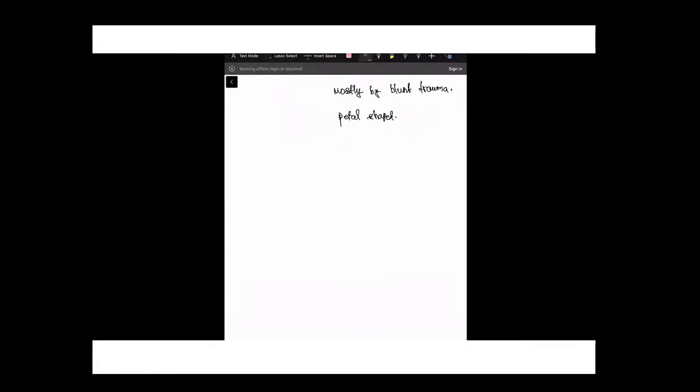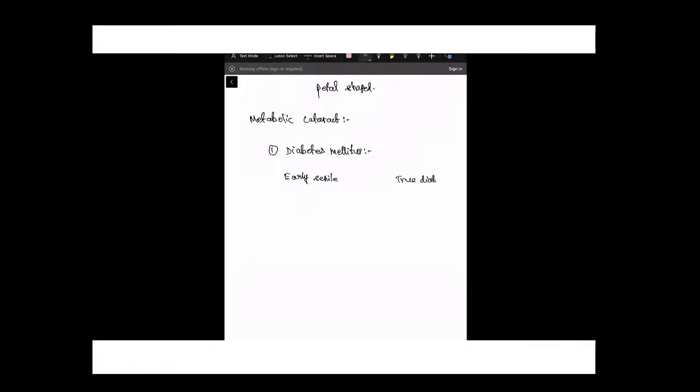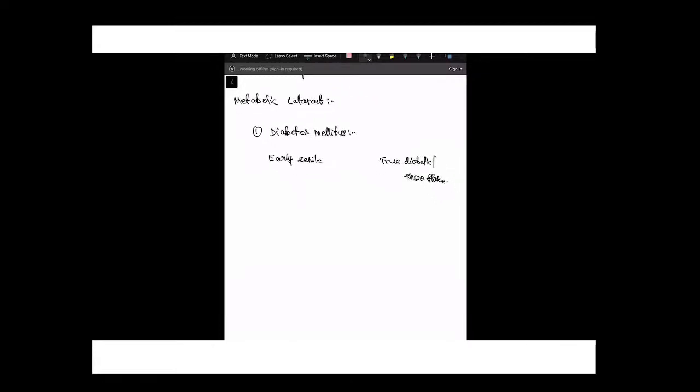And we have metabolic causes leading to cataract, metabolic cataract. Main cause, diabetes mellitus, early senile, and true diabetic or snowflake is the finding seen in diabetic cataract.